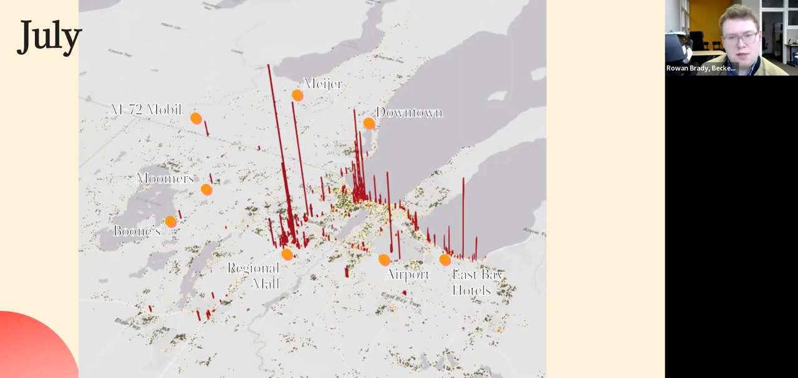I also think it's interesting that you can see some of the outlying areas of the region are popular and frequented by visitors. So you can see Boone's out in Long Lake, Moomers, and the mobile gas station on M-72, formerly known as Grumpy's, out in rural Grand Traverse County.